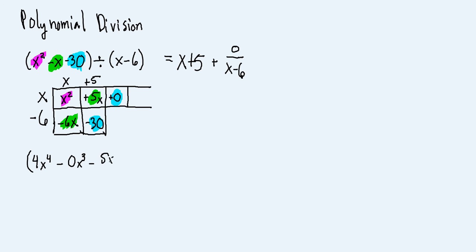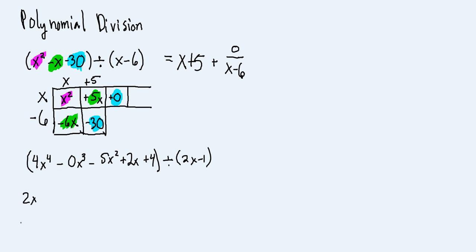Minus 5x squared plus 2x plus 4, divided by 2x minus 1. Now in the original problem, it would have been written as 4x to the 4th minus 5x squared. This term wouldn't be here. I have to put it in here though, and you'll see why once I start doing the division.